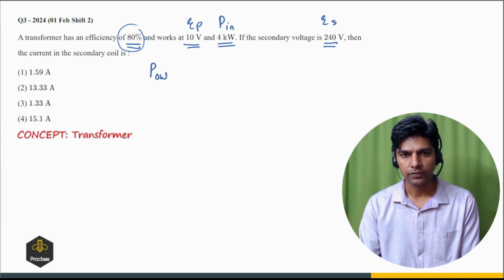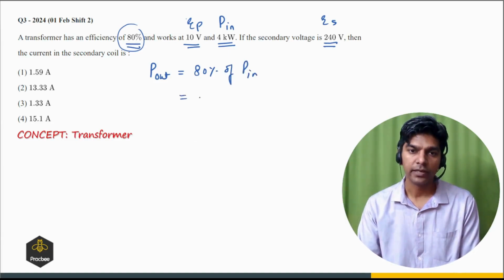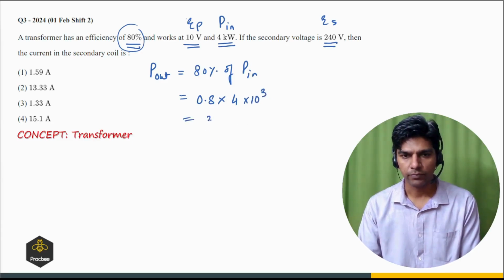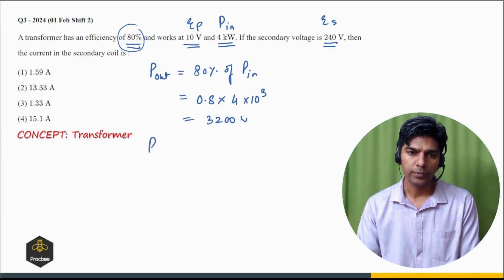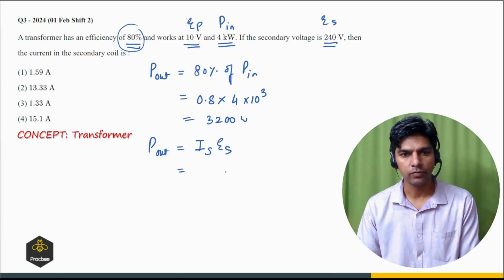So output power will be 80% of input power, because 80% is the efficiency. So that can be written as 0.8 times 4 into 10 raised to power 3 watt. So that will be 3200, right? So that is our output power. And output power can be written as IS times ES, right? And IS we have to calculate, and ES is given as 240. So, and this is 3200.